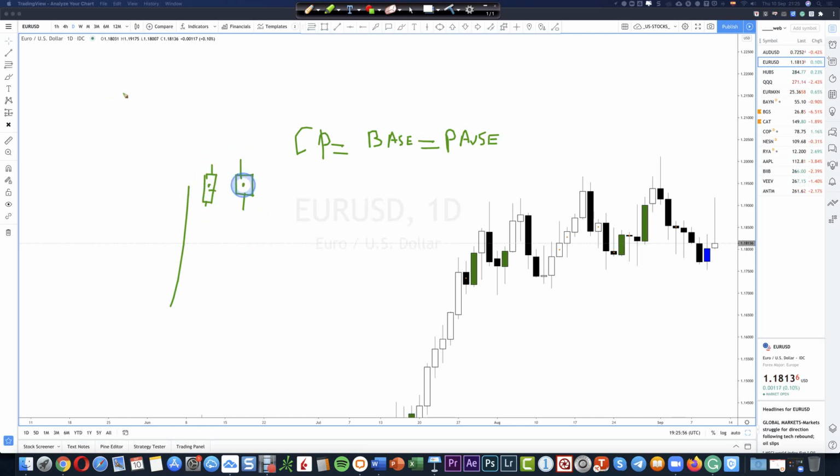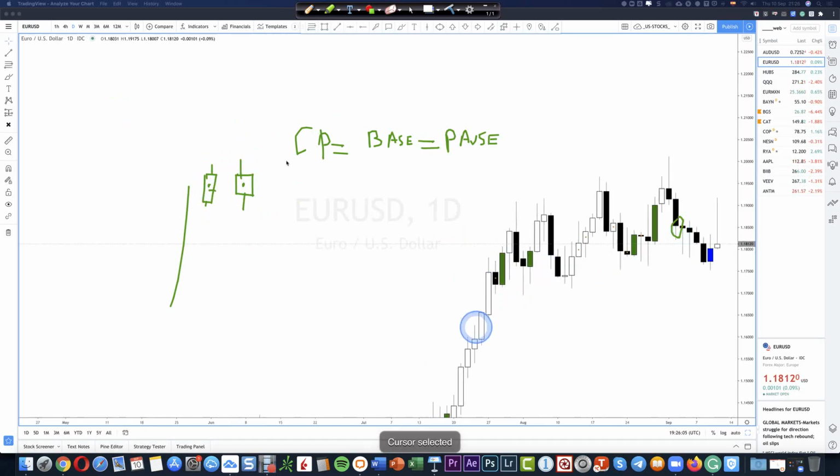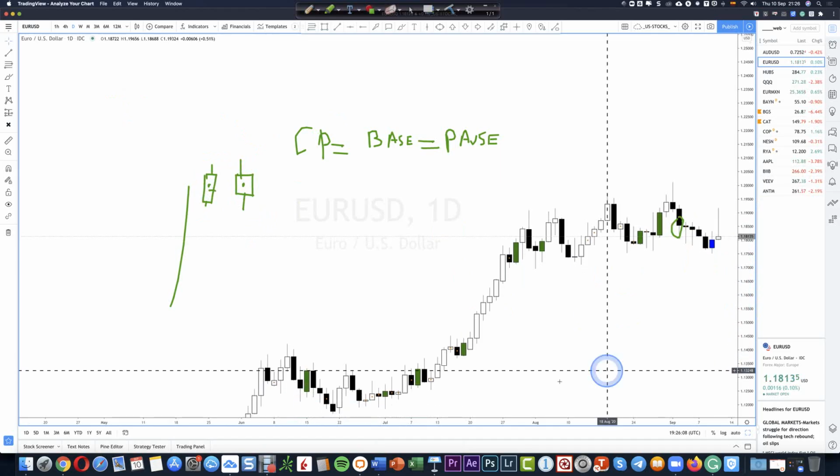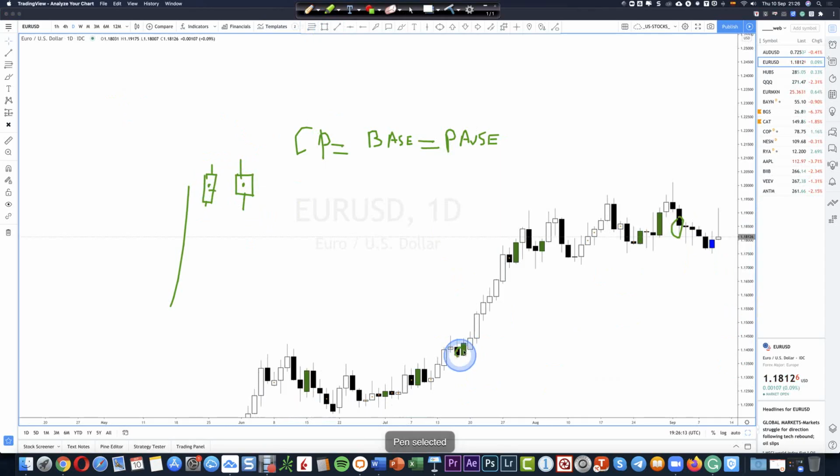It's a pause. So I don't care if it is black, or if it is green, or if it is white. I just care about the structure, okay? We only pay attention to the candlestick structure. Is it pausing? Is it basing? Yes, that's it.